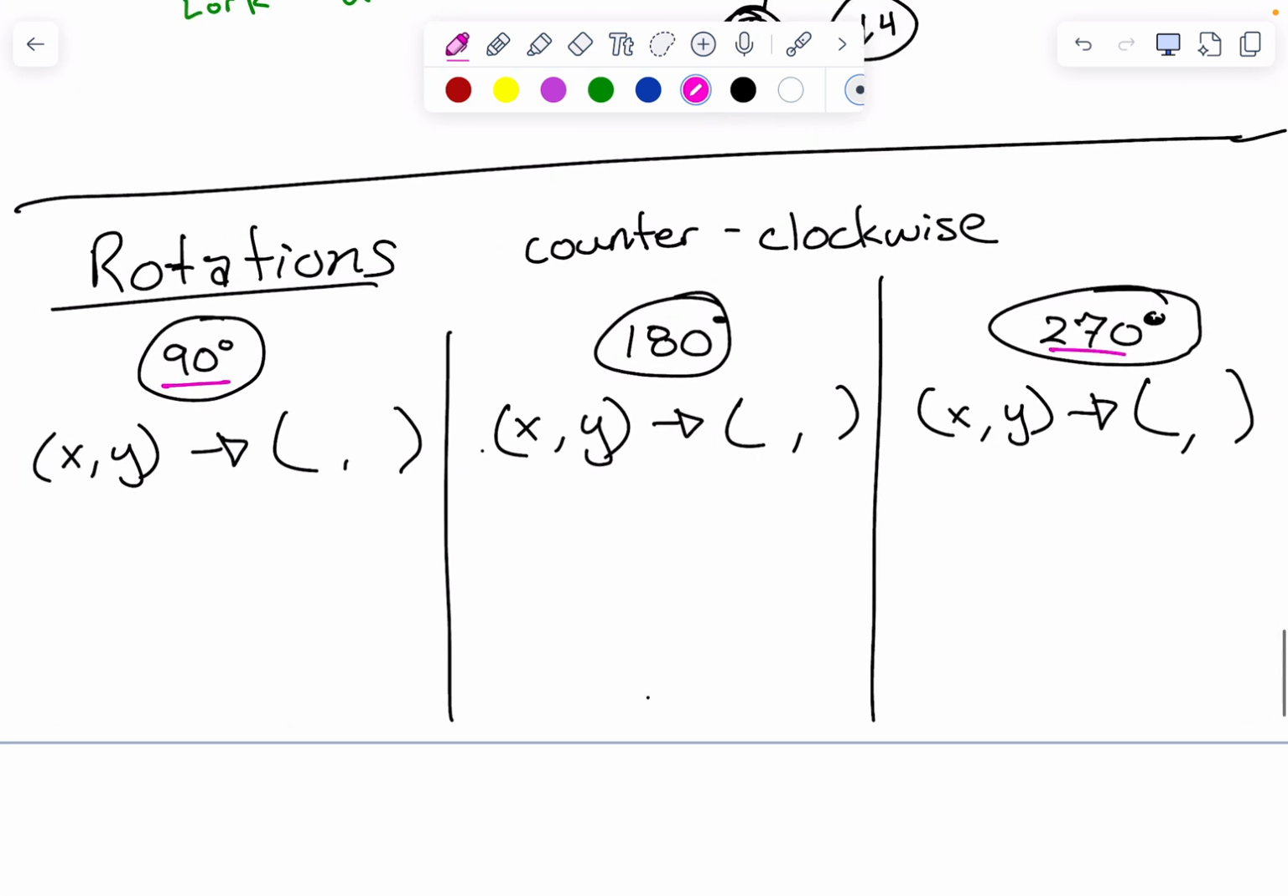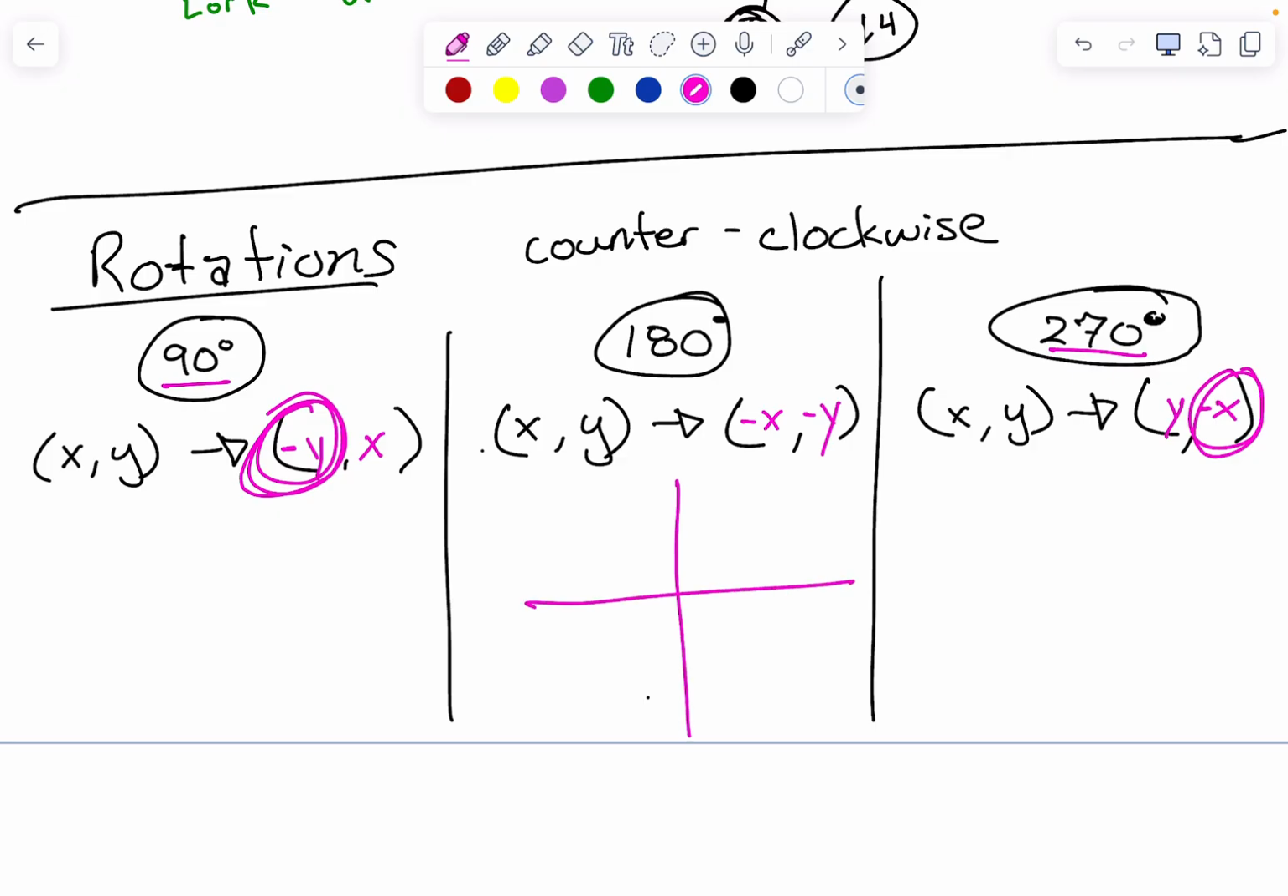Do you remember these? They switch, so they become yx and yx, right? But something becomes negative. On 90, the first one becomes negative. On 270, the second one becomes negative. Does that make sense? Because 90 comes before 180 or before 270. On 180, both become negative but stay the same spot. Do you know why?